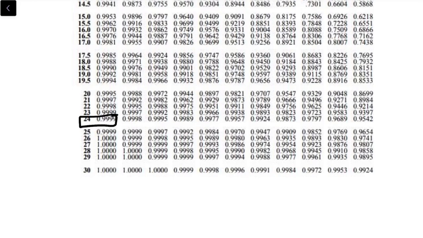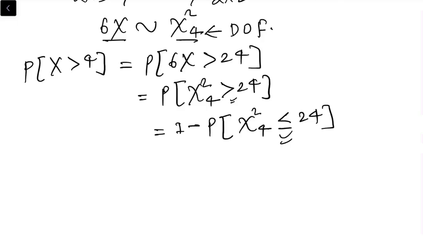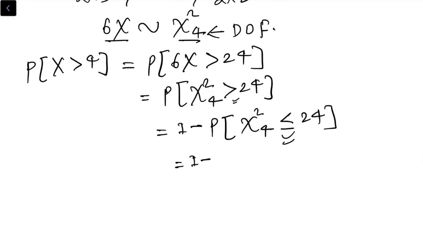So this is 0.9999. Okay, so now we can say this is 1 minus 0.9999, okay, which is 0.0001. So this is how we calculate the probability of gamma distribution using the chi-square. All right, we'll never use the integration to calculate these probabilities or CDF. All right, so this is all about the uniform and the gamma distributions, and let's stop here, and I'll see you in the next video. Thank you so much for watching this video.